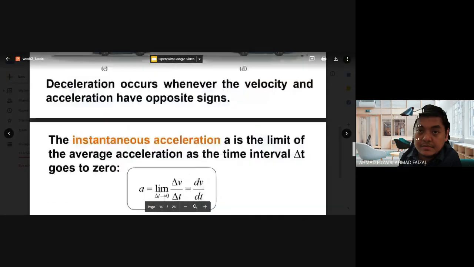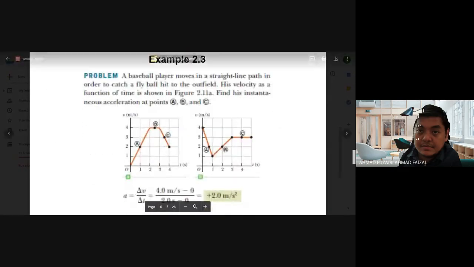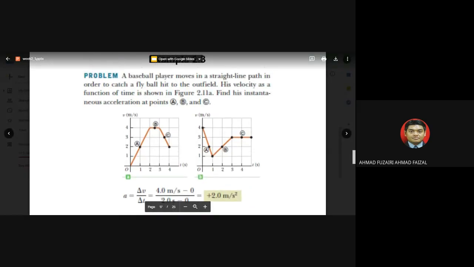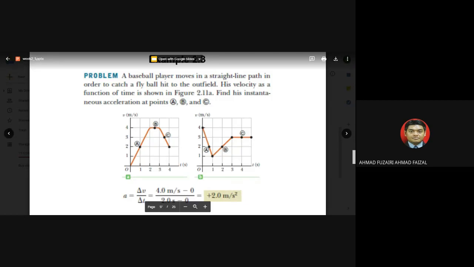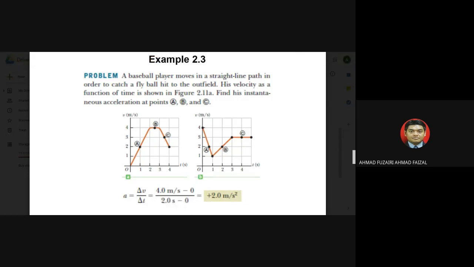Okay, kita tengok satu soalan lain. Mungkin example this one untuk acceleration. A baseball player move in a straight line path in order to catch a fly ball hit to the outfield. His velocity as a function of time. Velocity as a function of time maksudnya v versus t. Find his instantaneous acceleration at point A, point B dan point C. Nampak? Point A, point B dan point C.